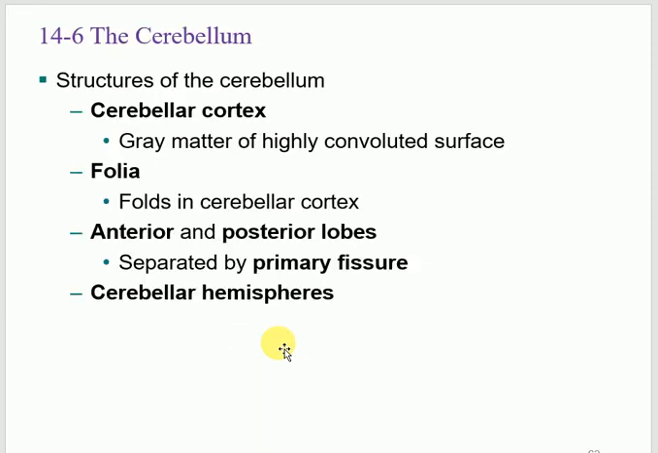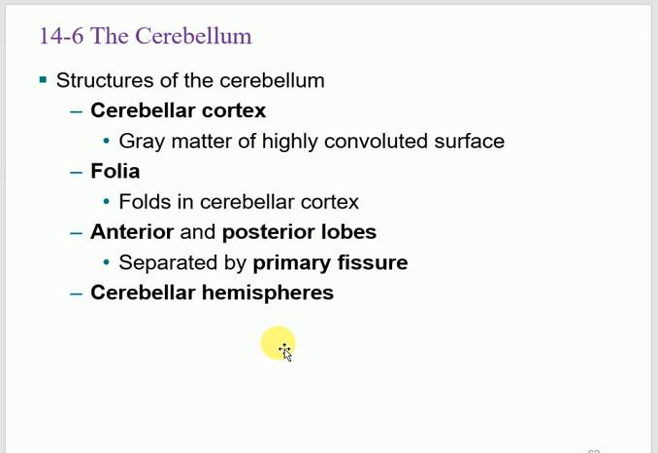Cerebellum, just like the cerebrum, there is outside cortex and there is inside filling. Which one is gray and which one is white? Cortex, is that gray or white? Gray, and the inside is white. So cerebellar cortex is gray, and it also contains folds that are called folia, and there are two lobes only, anterior and posterior lobe.